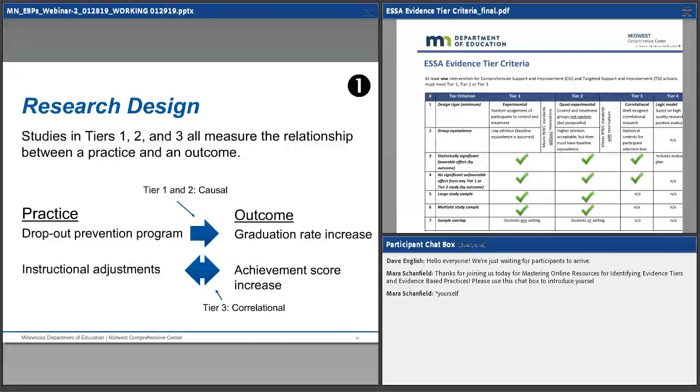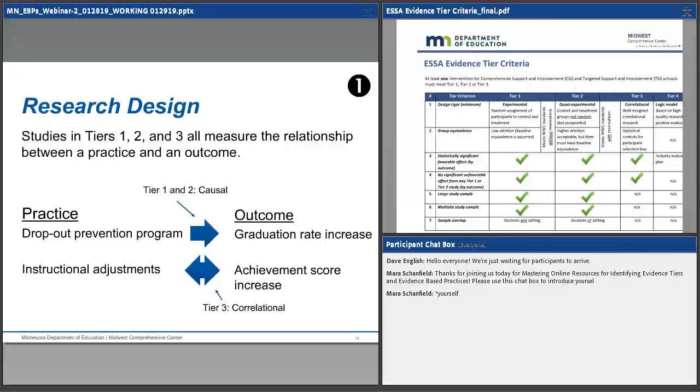Okay, the practice might be a dropout prevention program, and the outcome might be an increase in graduation rates. The practice might be instructional adjustments that impact an outcome like increasing achievement scores. But as I mentioned, that relationship is different for the different tiers. Any study that's determined to be tier 1 and tier 2 is going to have a causal relationship, right?